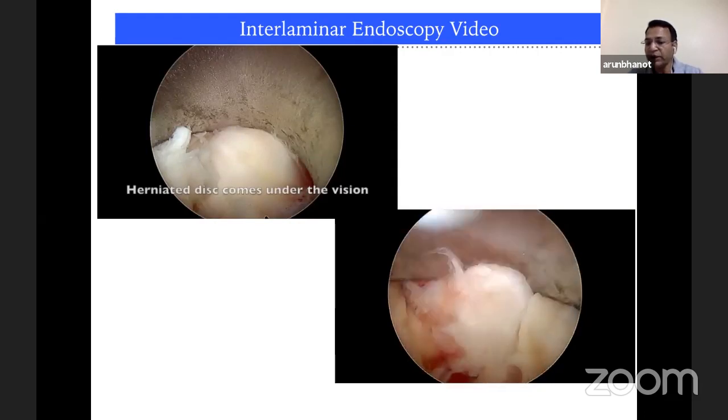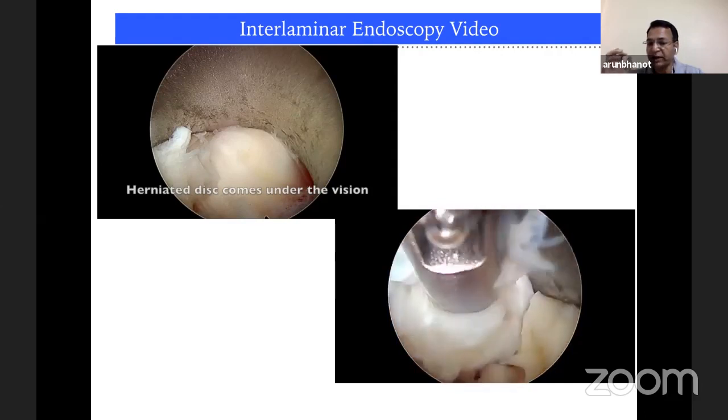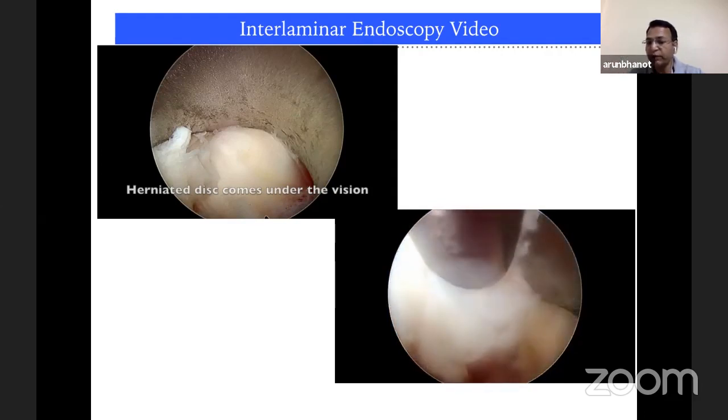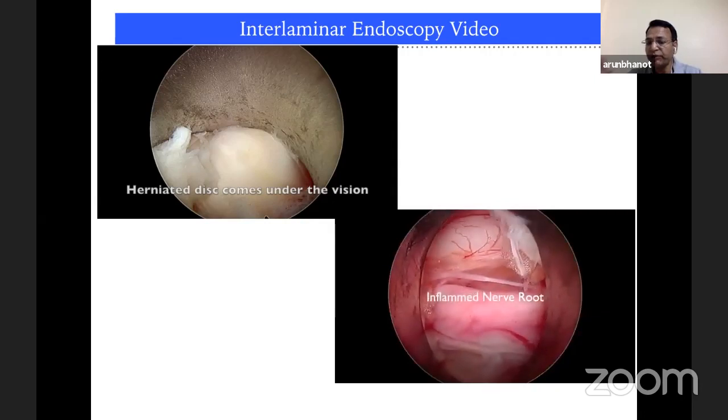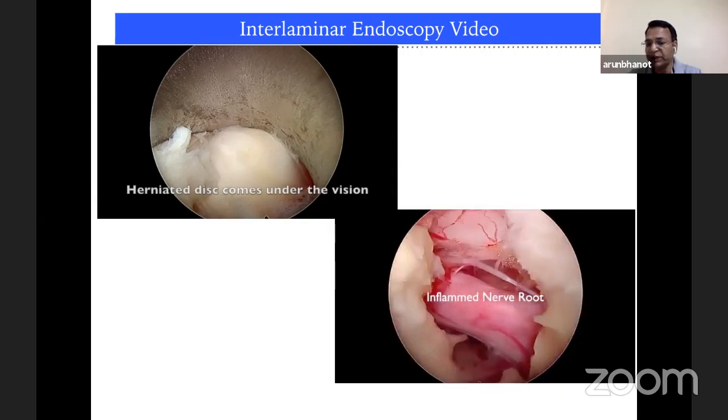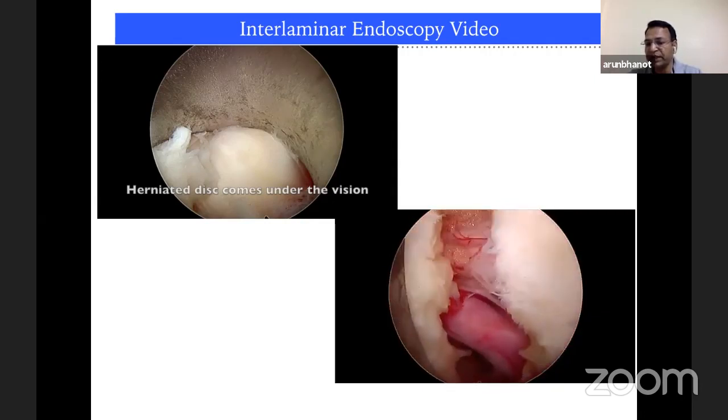Remember, all this is highly magnified because your scope is inside. So once you open up the annulus, you remove the fragment and you can see the nerve root is free, the shoulder, the axilla, both are very nicely decompressed.